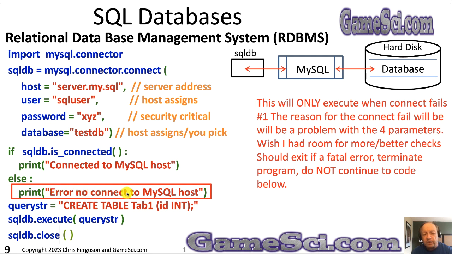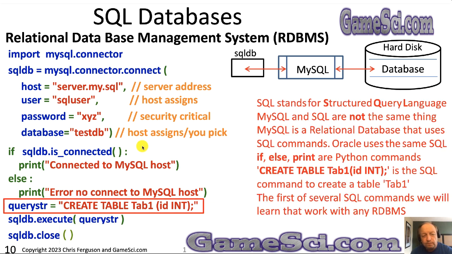Print error: no connect to MySQL host. This will only execute when connect fails. Number 1, the reason for the connect fail will be a problem with the 4 parameters. I wish I had room for more or better checks, but I don't. Should exit if there's a fatal error, terminate the program. Do not continue to the code below. If I could not connect to the database, there's no sense trying to issue a database command.